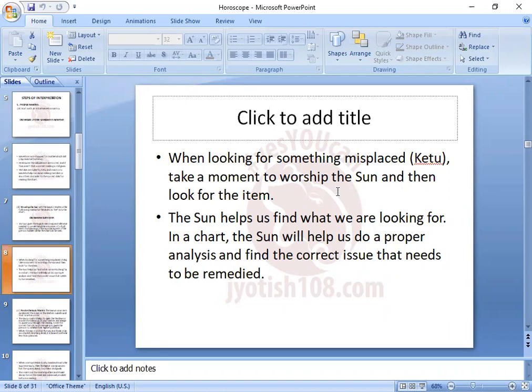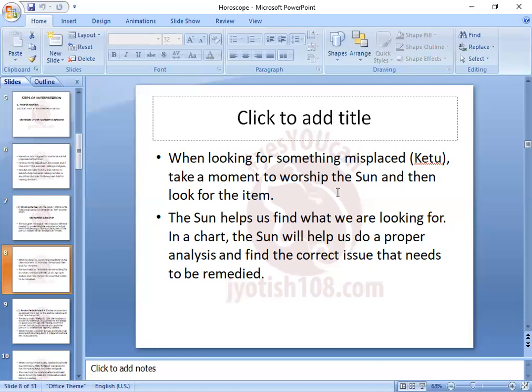That is, the sun helps us find what we are looking for in a chart. The sun will help us to do a proper analysis and find the correct issue that needs to be remedied. So this is very, very important. There could be a multiple number of issues that a client is facing, but at the end of the day, all those problems might be linked to a single issue.